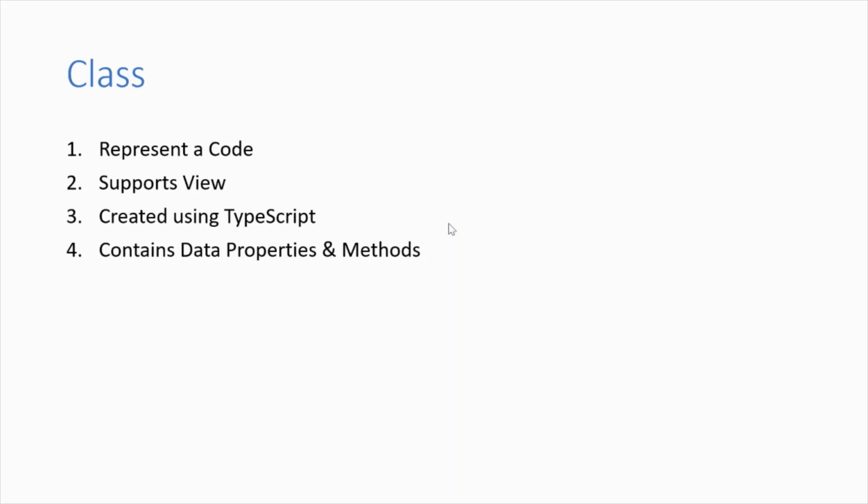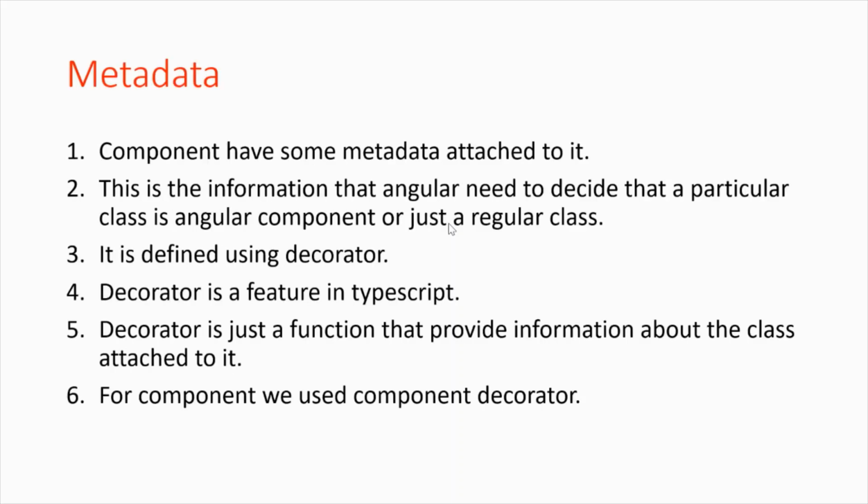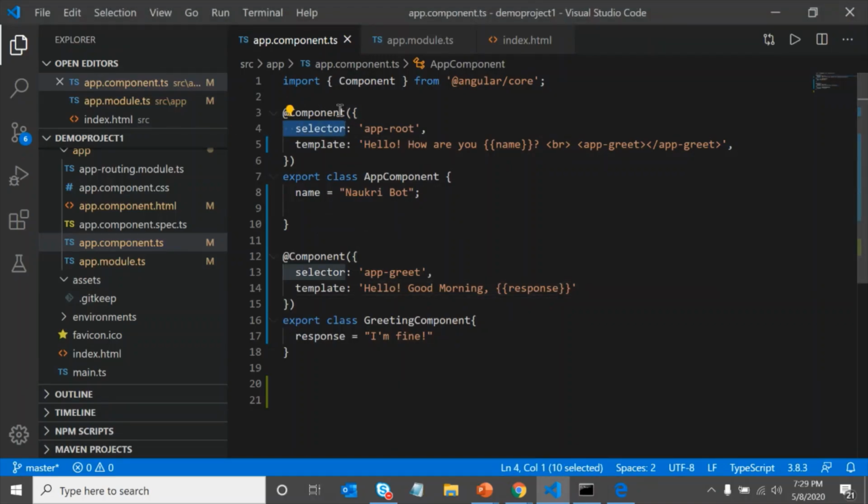Now we know how a class works, and I already told you about metadata. The component has some metadata attached to it. We always know that we have a component decorator that contains the metadata. This is the information that Angular needs to decide whether a particular class is an Angular component or just a regular class. It is defined using a decorator, which we already discussed is a feature in TypeScript. A decorator is just a function that provides information about the class attached to it. For a component, we use the component decorator like this. So this is all about how to create a first component in Angular.